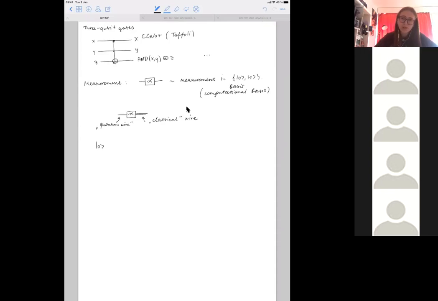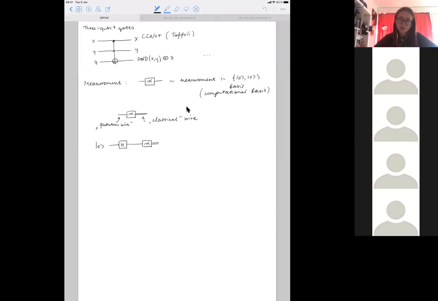And with a measurement, for example, let us look at the following circuit. Suppose we have a qubit which starts in the state 0. Then we apply a Hadamard, and then we perform a measurement. Maybe then the circuit continues. Okay, so let us analyze.